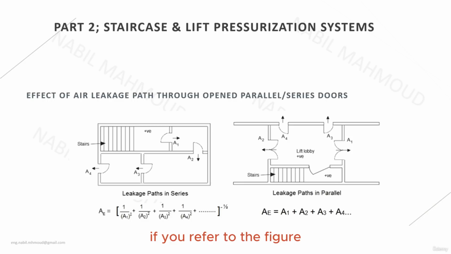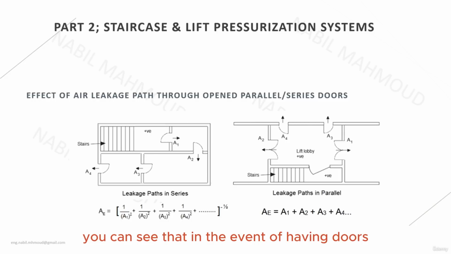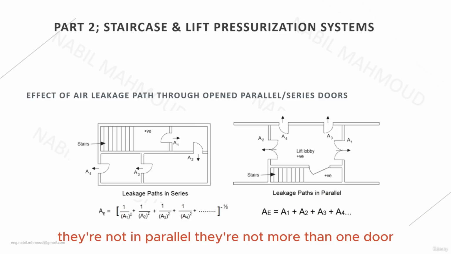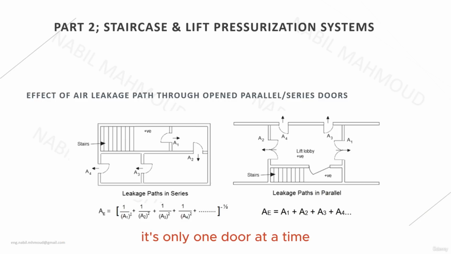If you refer to the figure on the left side of the screen, you can see that in the event of having doors or leakage paths arranged in series, which means that one door is delivering to another door, door after door in series, they're not in parallel. They're not more than one door. It's only one door at a time. In this case, you can say that the doors or the leakage paths will be in series.